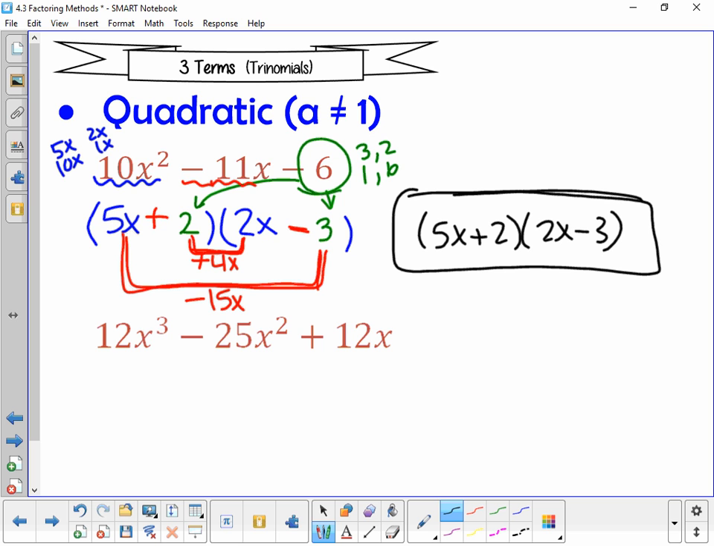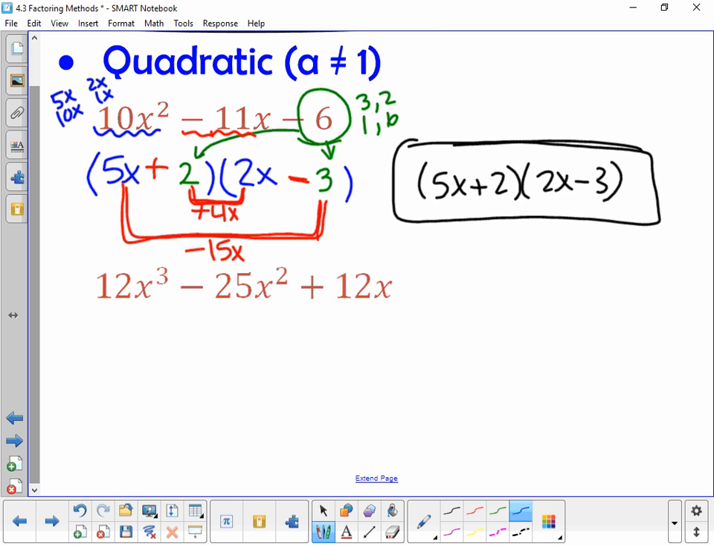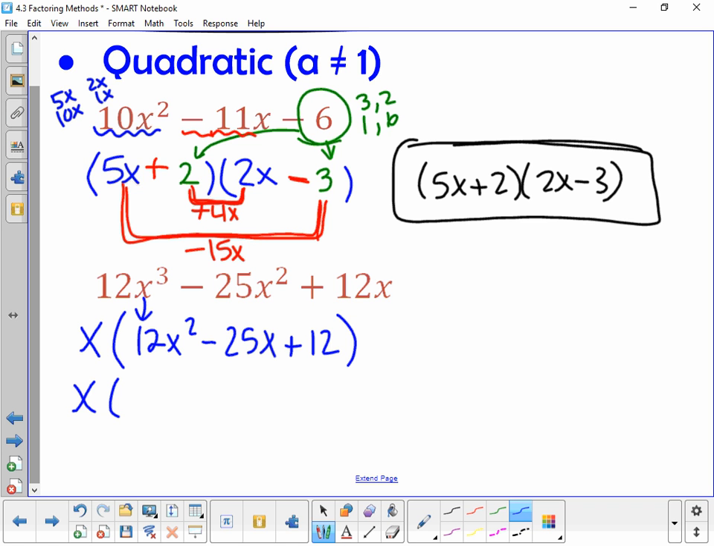All right, this one below, we'll try one more of these because it's always good to practice. The more you practice these, the better you get at them. We have 12x to the third minus 25x squared plus 12x. You might notice there is a common factor of x. So let's get that out of the mix. And now that we have that factored out, we can focus on the rest. It would have been nice if something had factored out of this 12, but nothing did.